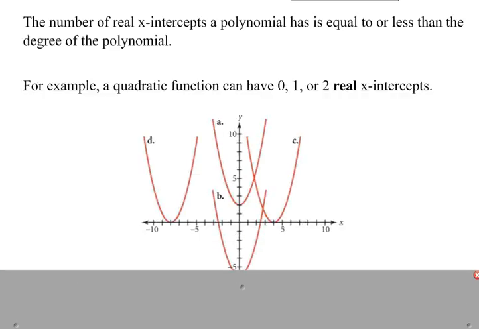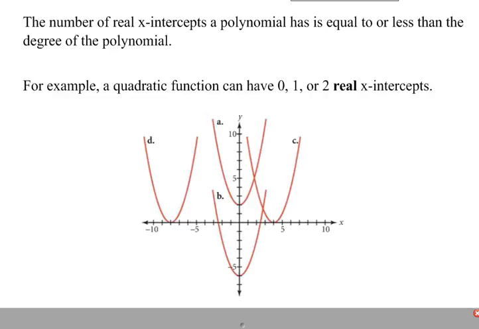So we look at the example once again of our quadratics. So a quadratic could have 0, 1, or 2 real x-intercepts. And I emphasize the word real because we also know that there are complex intercepts as well. So when we look at the diagram here, we have graphs A, B, C, and D. If you look at graph A, we once again see the scenario where that parabola does not cross the x-axis. So it has no real zeros, no real x-intercepts. But of course it could have complex zeros.